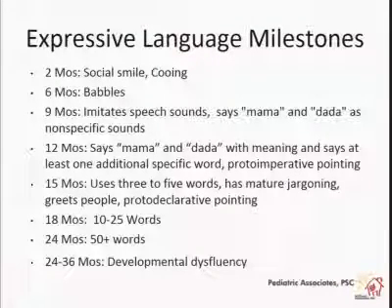Expressive milestones. A 2-month-old will have a social smile. They'll spontaneously smile if you walk up and make your goofy mom and dad faces and talk to them. They also typically start to coo. Cooing are vowel sounds and babbling are consonant sounds. So 2-month-olds make vowel sounds, 6-month-olds babble, make consonant sounds.